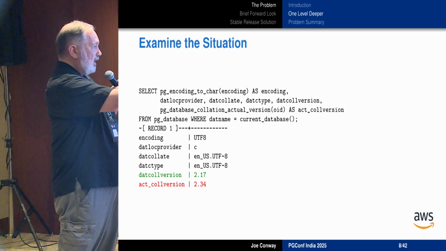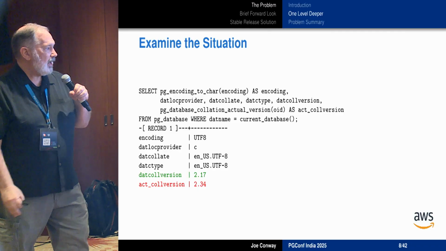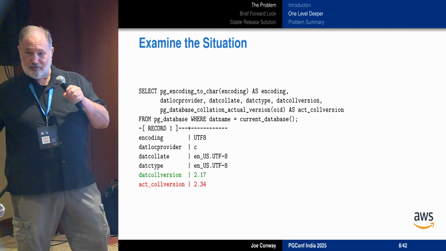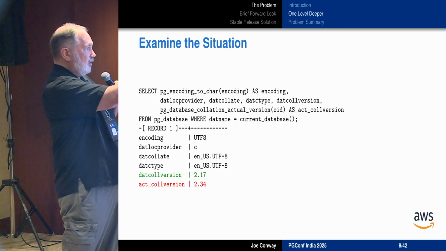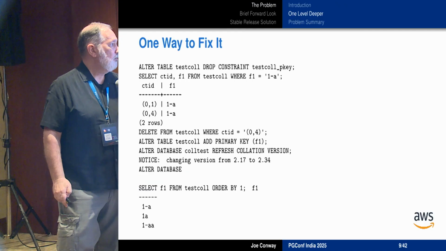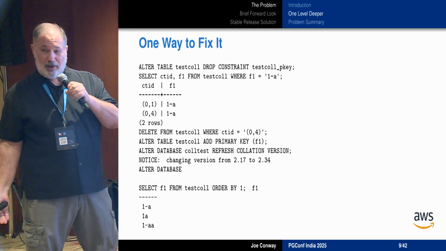So if we did that query that we did earlier, what we see now is the .col version is still 2.17 because that's what we were created as. But the actual version on the system is 2.34. Okay, so now we got to clean up the mess, right?